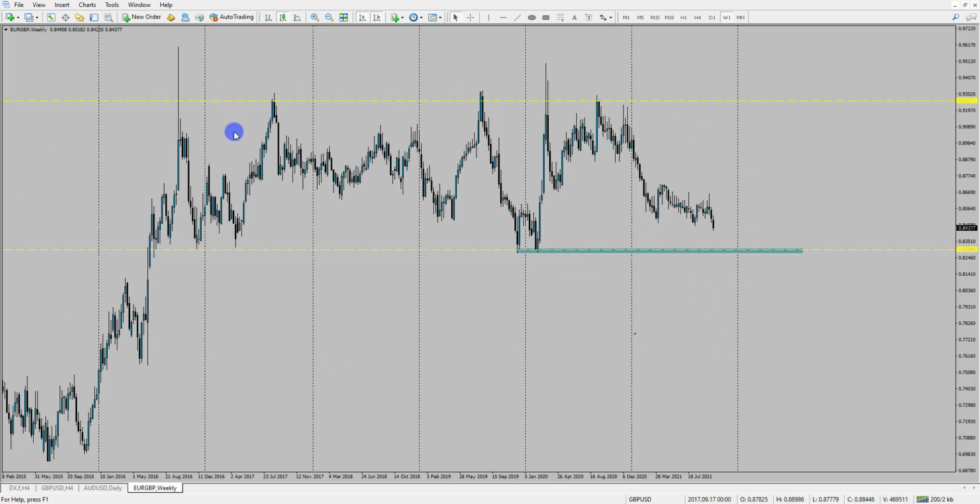However, because the range has been going on for so long, we may just see price come and reject it. But could we be coming back down and retesting it? That's what we're going to be looking at shortly. So what can we kind of see at the moment?